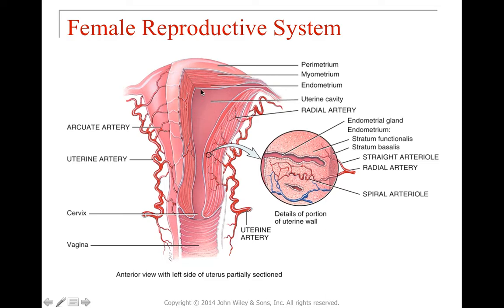Inside here we have the uterine cavity, and then all of this is fed, as I mentioned, here are the uterine arteries on either side, which feed into these arcuate arteries. We also have radial arteries. All of these are going to feed into the different regions, right? So the radial arteries are going to go all the way down into the myometrium here, right?